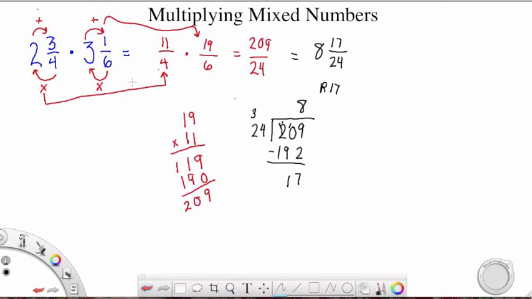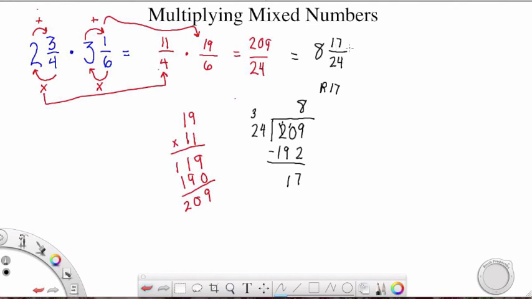We did quite a bit of work. We took the mixed numbers, we converted them to improper fractions, and then we took the improper fractions and multiplied them together, which gave us a really big improper fraction. We can't leave our answer like that, so we changed it back into a mixed number, and we got 8 and 17/24.